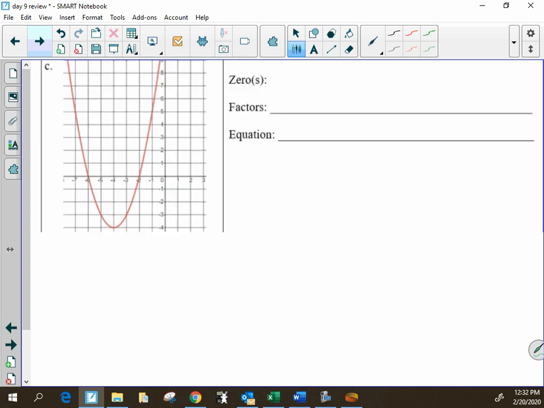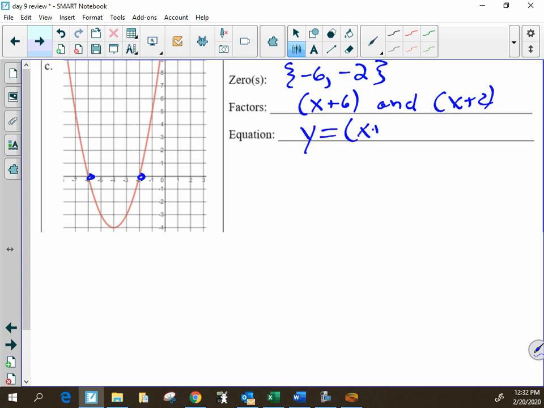And the same thing here on this one, right? The zeros are -6 and -2. So the factors are x plus 6 and x plus 2. So my equation is y equals the quantity x plus 6 times the quantity x plus 2.